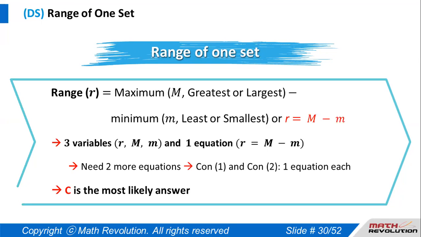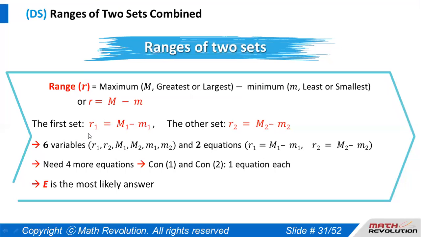So this is for the range of one set. Suppose we have been given two sets, then let's see how the number of variables and equations changes. Suppose set one gives me R1, M1 and small m1. So that happens to be three variables. For set two, again, I'll have three variables. In total, I've got six variables. I'll have two equations, for R1 and R2. So I need four more equations. And now understand, if I need four more equations, I can get a maximum of only two equations, not four. So my most likely answer would be E.